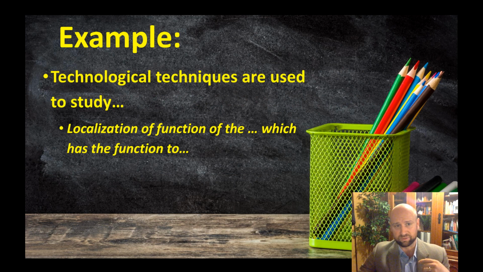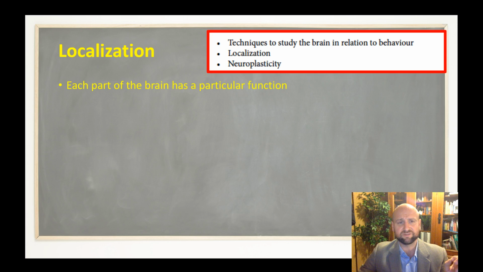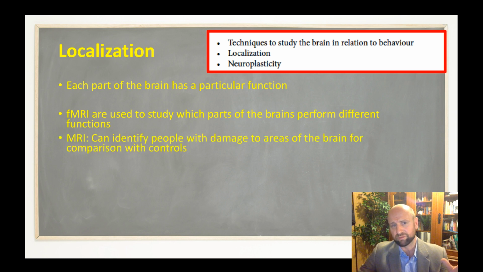So you might say, for example, technological techniques are used to study localization of function of the ventromedial prefrontal cortex, which has the function to allow us to appraise or cognitively reappraise emotional stimuli. Alright, so you're looking at the VMPFC in cognitive appraisal, which is one of the examples I use in my book. Or you might say, technological techniques are used to study neuroplasticity, for example, the effect of socioeconomic status and stress on the amygdala and the hippocampus. Again, that's another example. So if we do localization of function, you would define it. fMRIs are used here to, if you choose fMRI, see which parts of the brain perform different functions when people are in the machine.